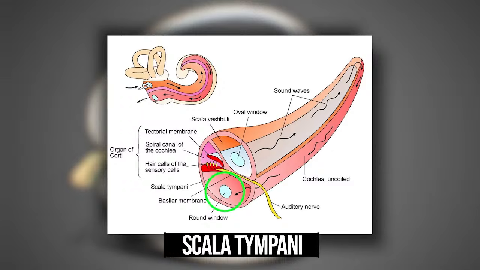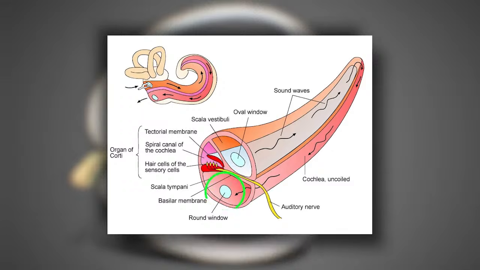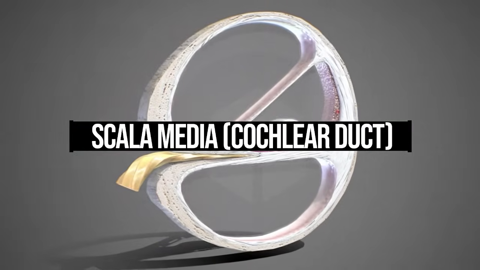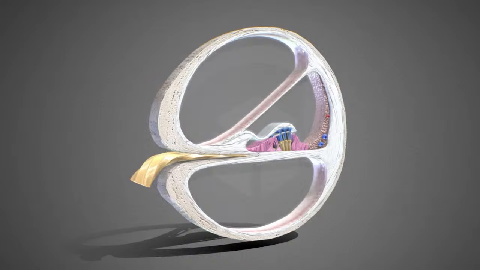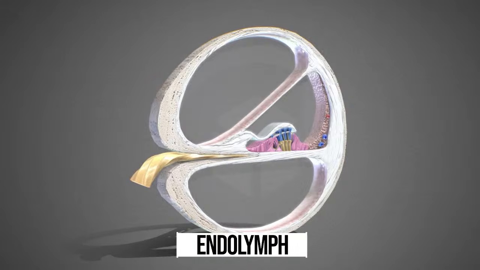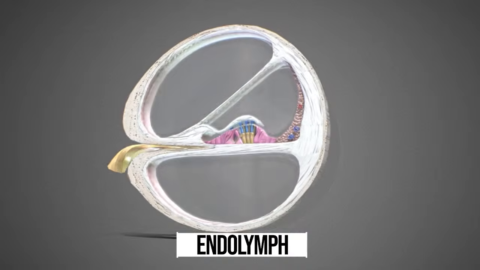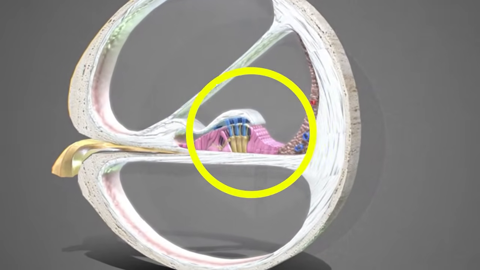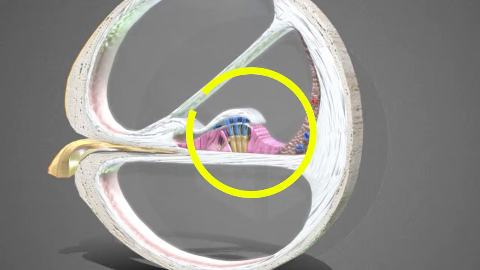The scala tympani ends at the round window, another membrane-covered opening that allows for fluid displacement within the cochlea. Scala media, or cochlear duct. The scala media contains a different fluid called endolymph, which is rich in potassium and crucial for the transduction process. It houses the organ of Corti, the sensory organ of hearing.